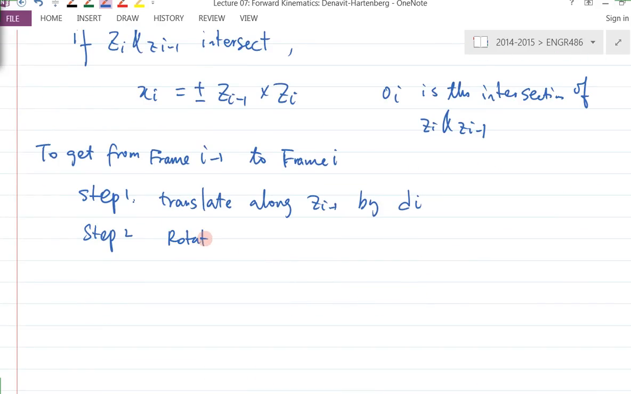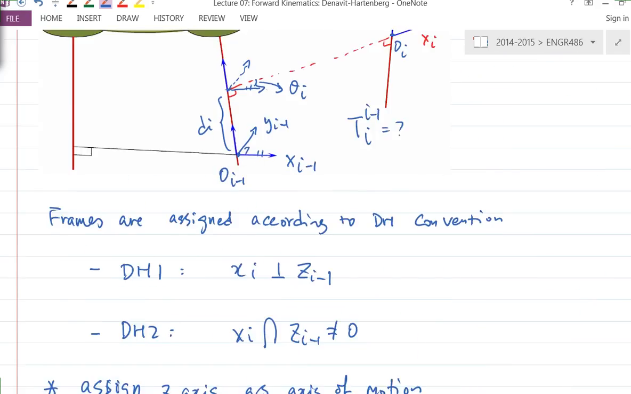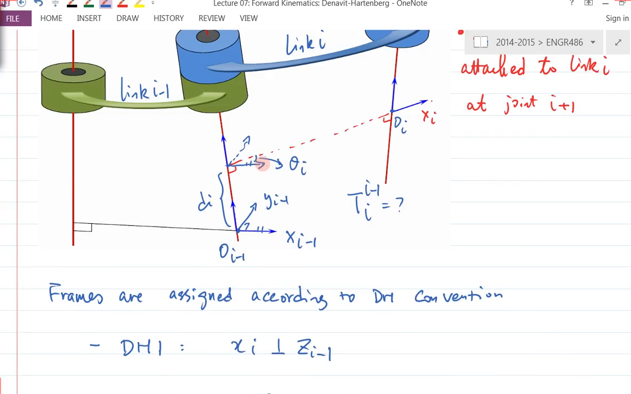So step two: rotate about the current z axis by theta i angle. After the rotation, the x axis becomes aligned with the final x i axis. So basically you have the final x axis now like this, and the y is probably somewhere over here. This becomes the new current frame.